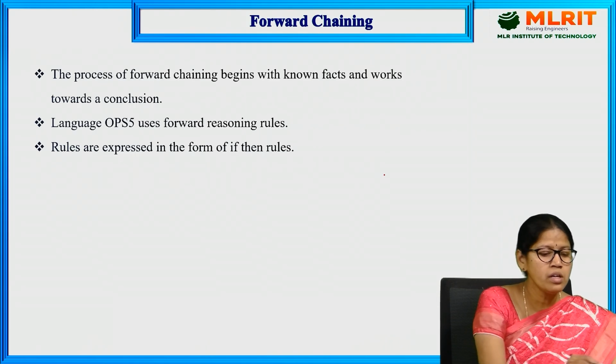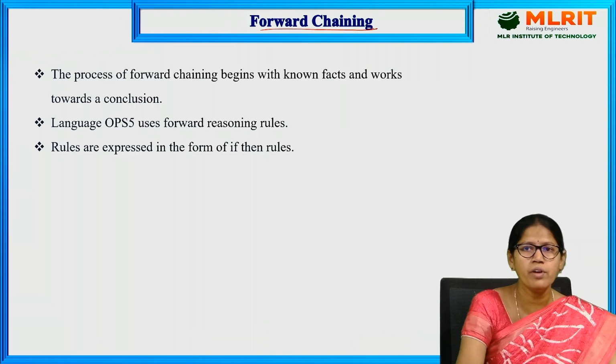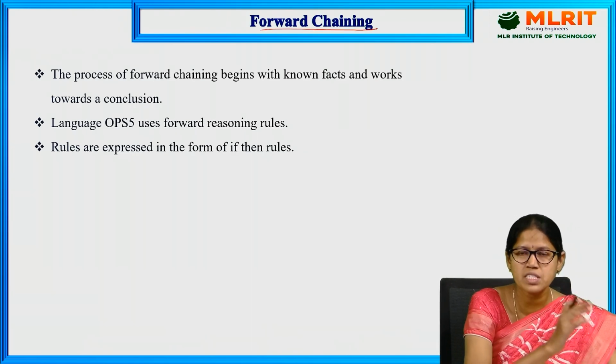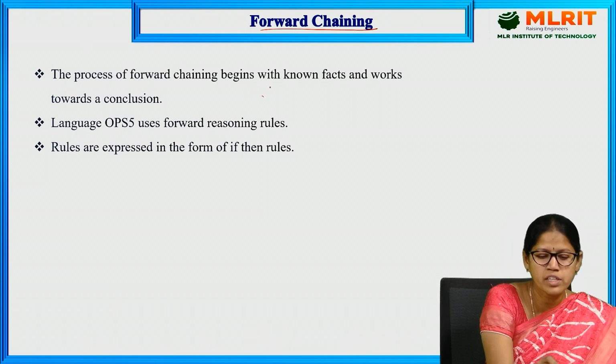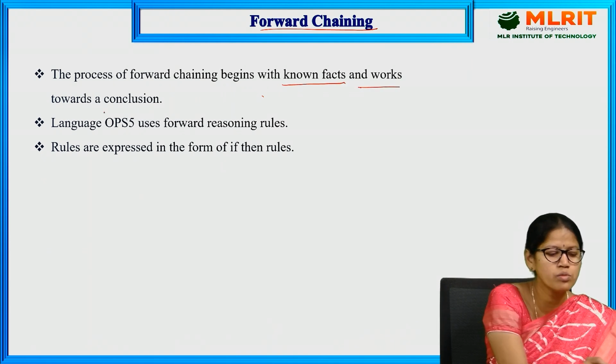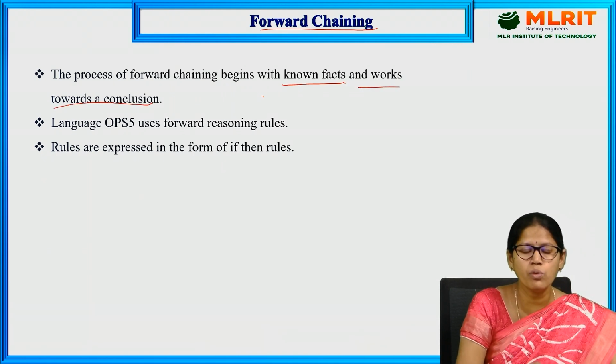Let's see one by one. Forward chaining. In forward chaining, the process will start from the start state and apply some rules to lead to the goal state. So here forward chaining begins with known facts and works towards the conclusion, which means the goal state.